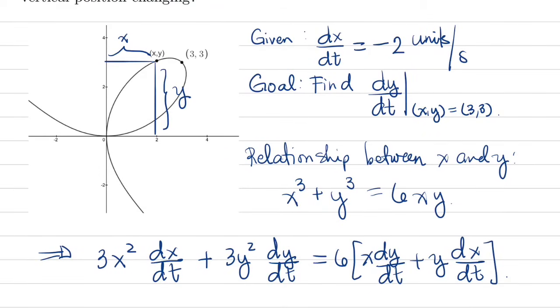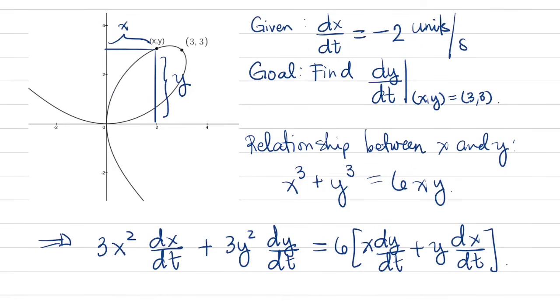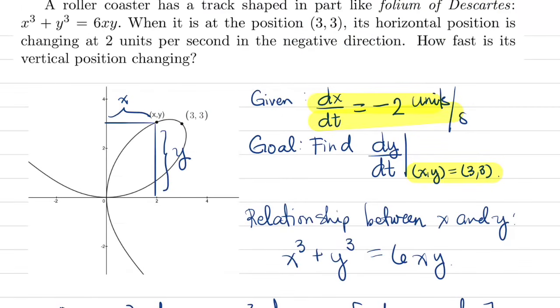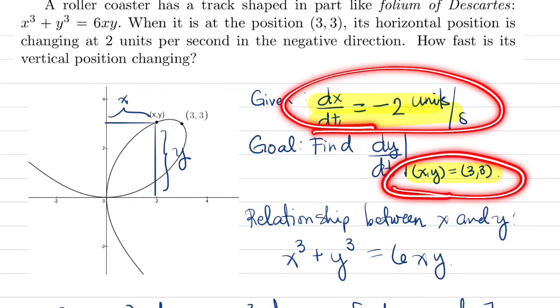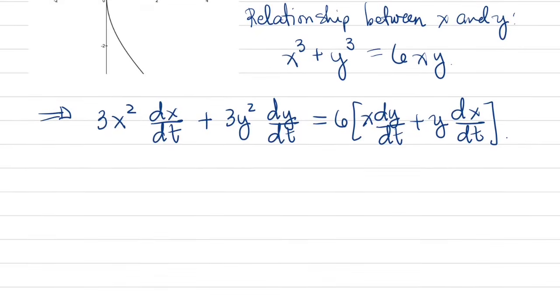So we can now find dy/dt. Okay, so let's see. We now evaluate the following. Take note that we want to evaluate xy at (3, 3), and we know that dx/dt is negative 2. So let's answer this. Now we can find dy/dt, of course evaluating at negative 2 and at the coordinates (3, 3). Okay, so let's evaluate.